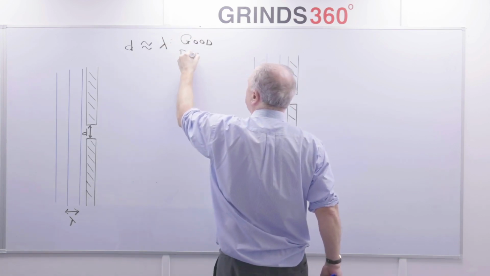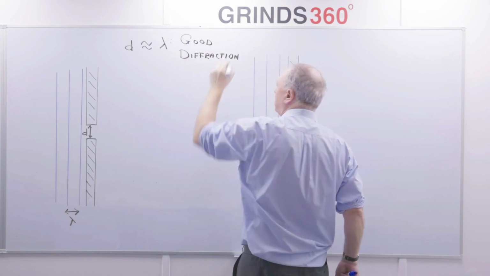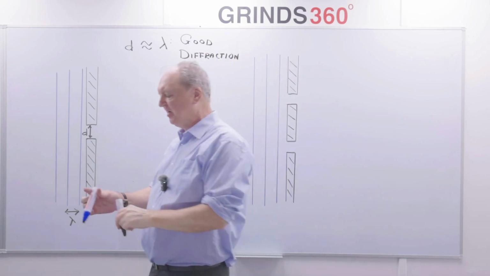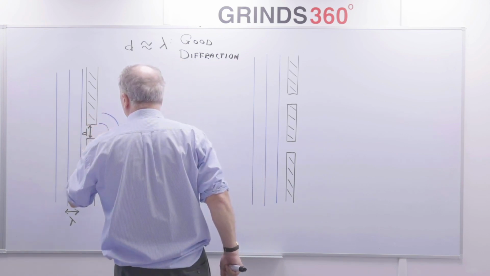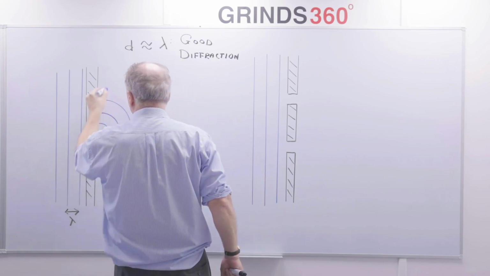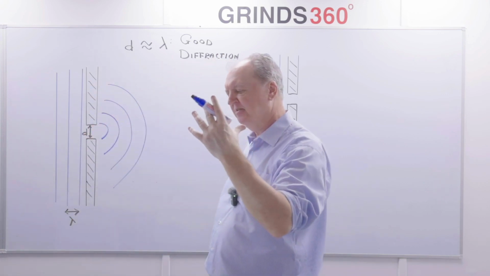You get fantastic spreading out of the waves. So when the waves spread out through that particular gap, they spread out as lovely circular waves. So there's a great spreading out. That's fantastic diffraction.